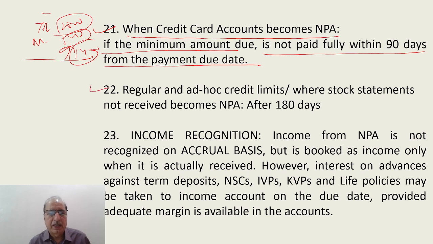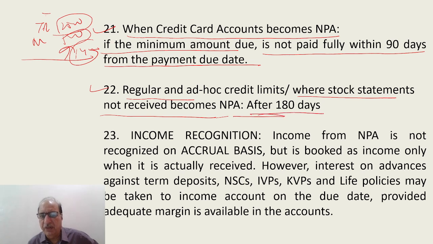Okay. Another important issue: regular ad hoc limits where stock statements have not been received will become NPA. Supposing an ad hoc facility has been given, a temporary overdraft has been given, where stock statements are not received, then that will become NPA only after 180 days. Not 90 days, after 180 days.